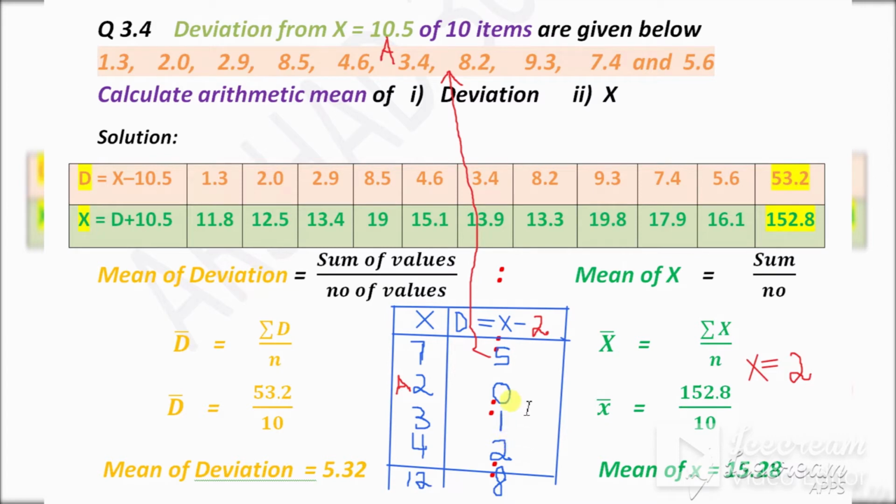Now these numbers are called deviation. So in the question these numbers are directly given to you, not x. Now these numbers are directly given in the question. That's why these are called deviation, or deviation taken from x equal 10.5, it is a.